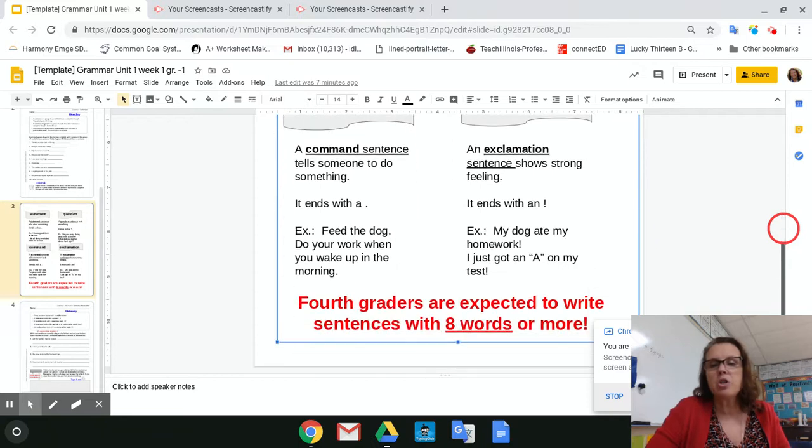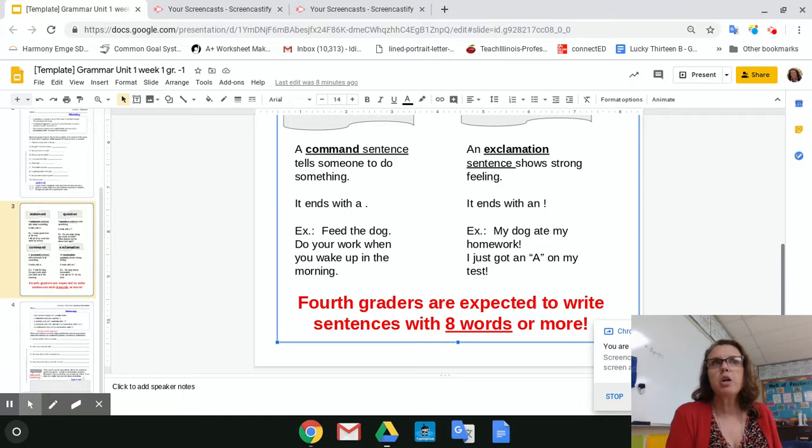Now, the last thing I want to talk to you about today is what it says here on the bottom of the page. This is an expectation that we have for fourth graders. By the time you are in fourth grade, we want you to be able to write sentences that have 8 words or more. Some kiddos like to write very basic sentences, but as you come over to Harmony, we want you to challenge yourself a little bit more. So when you write a sentence, for example, you might say, I have a dog. How many words are in that sentence? I have a dog. We have 4 words, right?